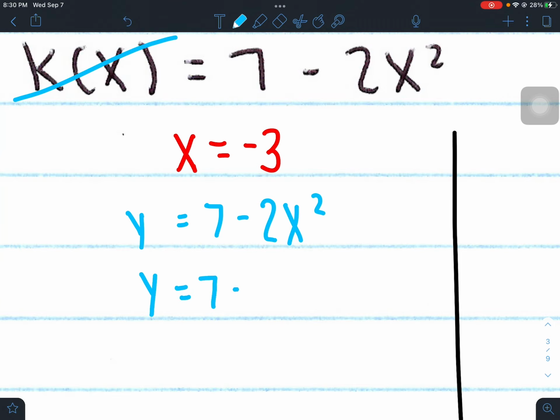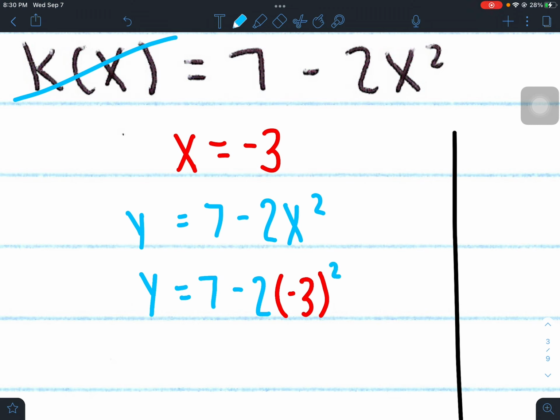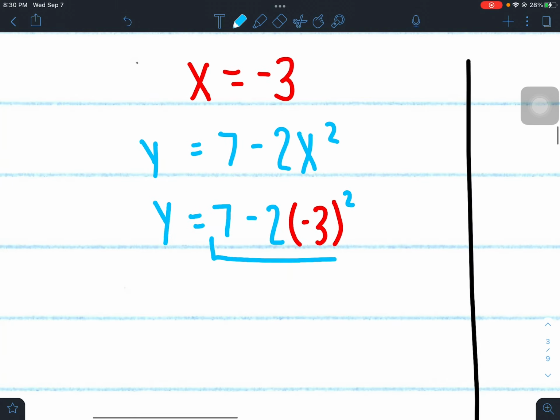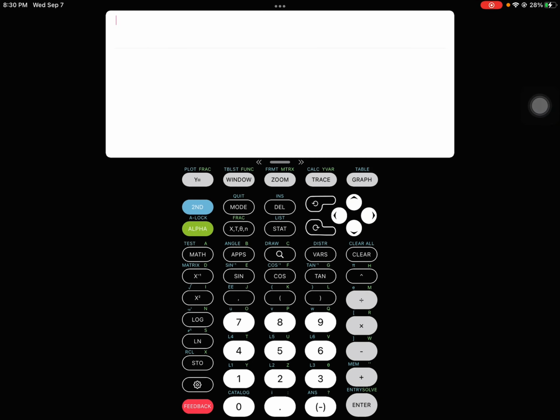So we have y equals 7 minus 2. In parentheses, we have -3. Now remember, that exponent was there at the beginning of the problem. You're not plugging that in. That's not something new, so you need to keep it out of the parentheses. The parentheses are reserved for the stuff that's new that you're plugging in. Now again, from here, you can type this all into the calculator or do it by hand. Just to save us some time, I'm going to go ahead and just type it in the calculator.